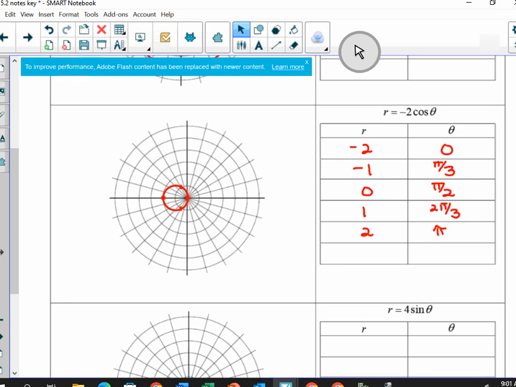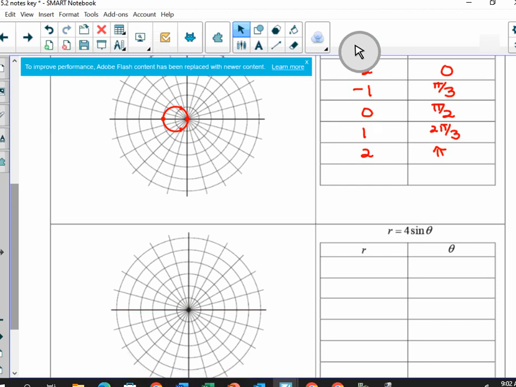Okay, let's graph the next one also, and then see if we can figure out any sort of rules so that you don't have to plot points and you can just look at it and draw circles. Because that's what we want to do. We don't actually want to plot these points. It's just to help us see what's happening.